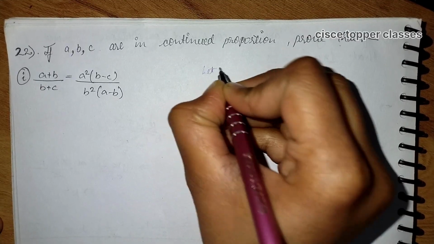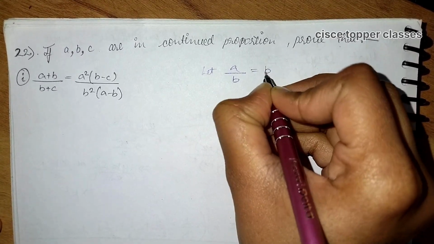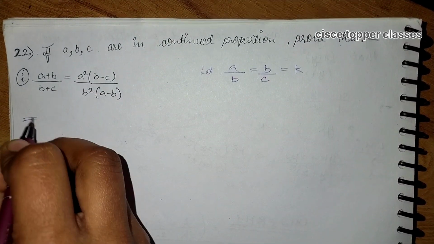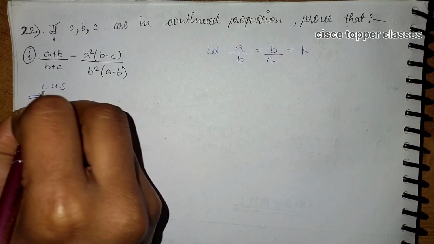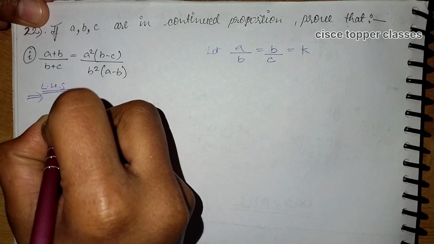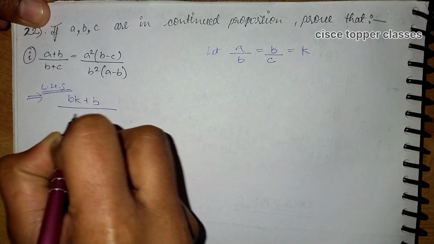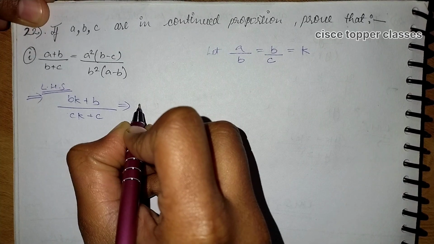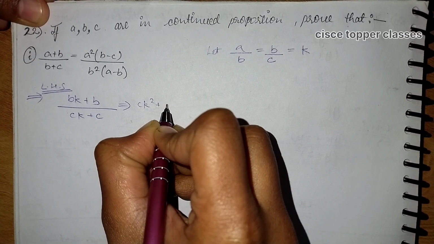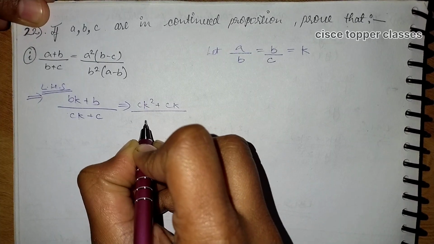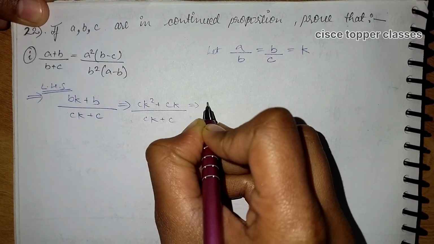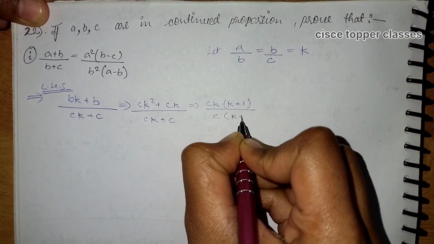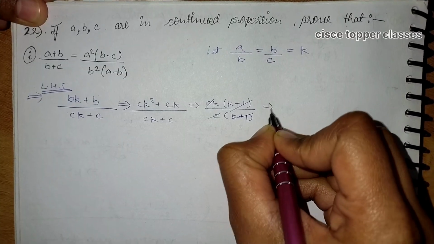So firstly we will let A by B equal to B by C, that is equal to K. So from there we can write in place of A in the LHS part, if we solve it to prove, A will become BK plus B divided by B will become CK plus C. Like that only we will solve. In place of B we can write CK again, so CK square plus B will become again CK, then CK plus C. We will take common as CK. So here it will become K plus 1 divided by again K plus 1. This will cancel out. C will cancel out, equal to K.